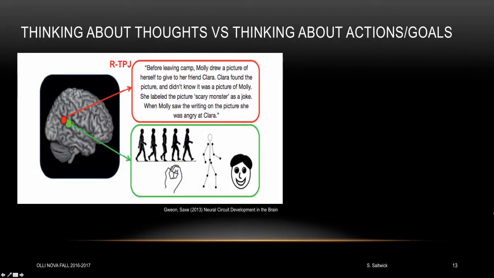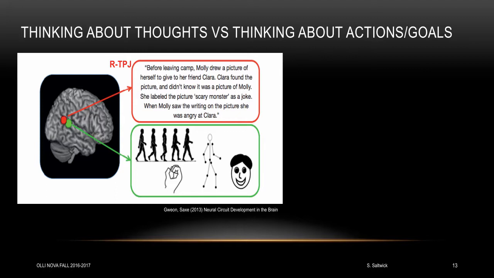With those caveats in mind, let's return to our analysis about the areas of your brain that constitute a theory of mind. Now, one thing to note is thinking about thoughts, the area of your brain, this TPJ region being a good example, that thinks about thoughts in other brains is separable from an area of your brain that thinks about actions and goals of other brains.